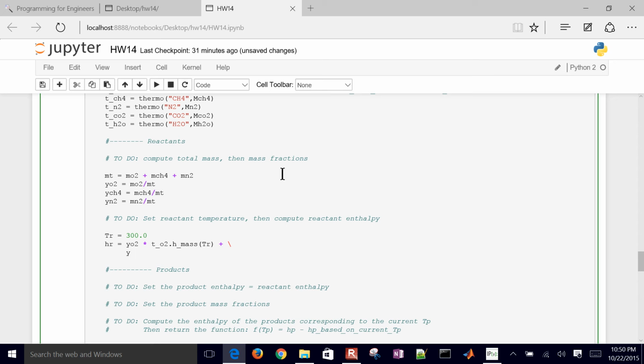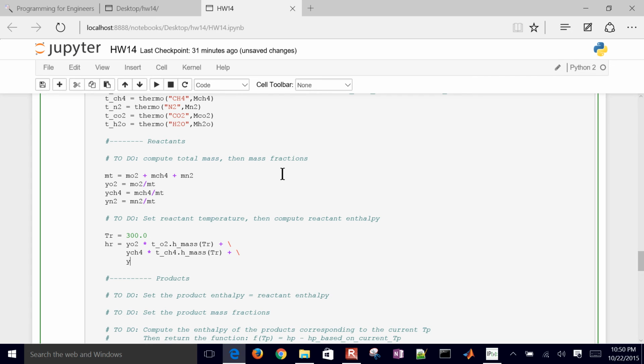So I'm going to be summing all of these up, and this is just going to be Y CH4 times T CH4 dot H mass TR. And then add in the final one, which is going to be Y N2 times T N2 dot H mass TR, which is the reactant temperature. If I just line these up, it's again a little bit easier to read. So I'm going to add up all of those, the mass fractions times the specific enthalpy with respect to mass.